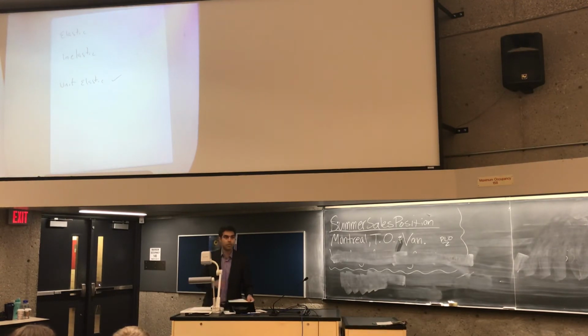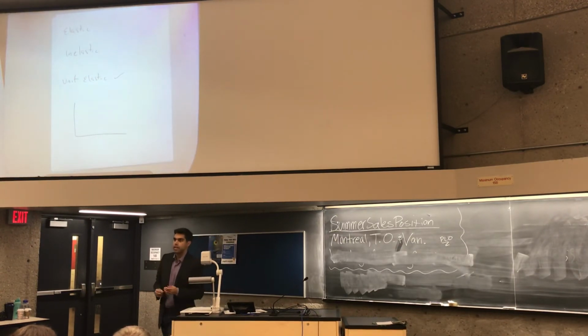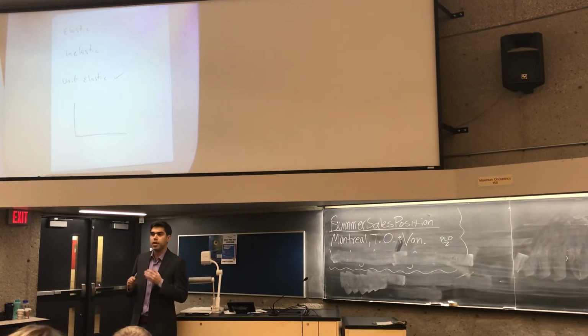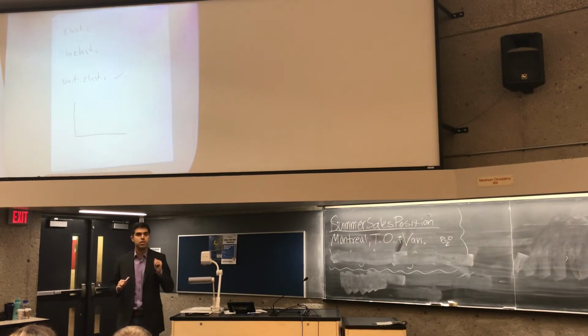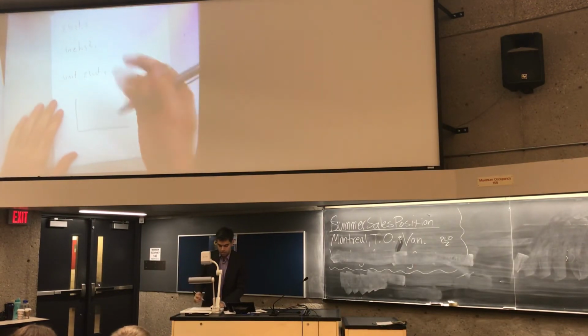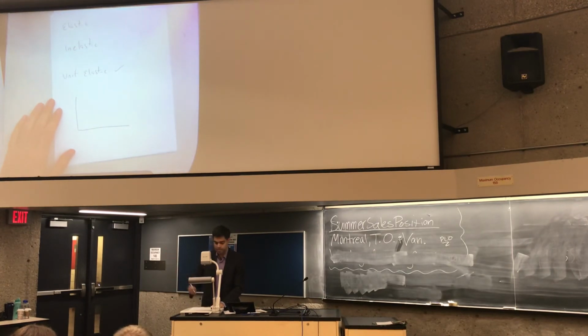Inelastic is related to the slope, right? So inelastic demand means that if the price changes a lot, the demand is not going to change much. Inelastic demand means it's insensitive to change in price. So perfect inelasticity looks like a demand curve that's vertical. This will never happen.